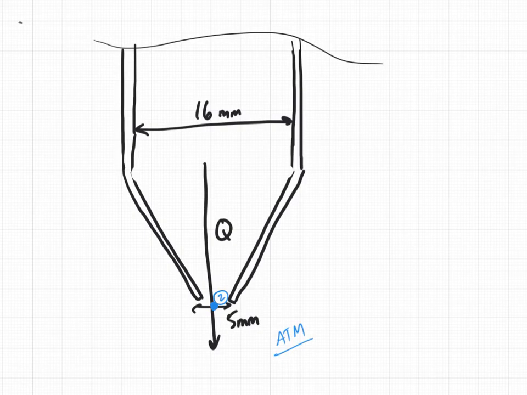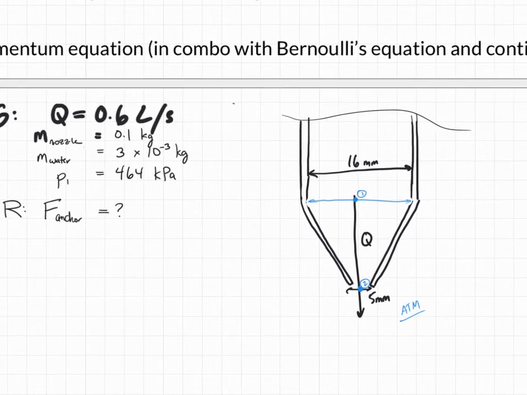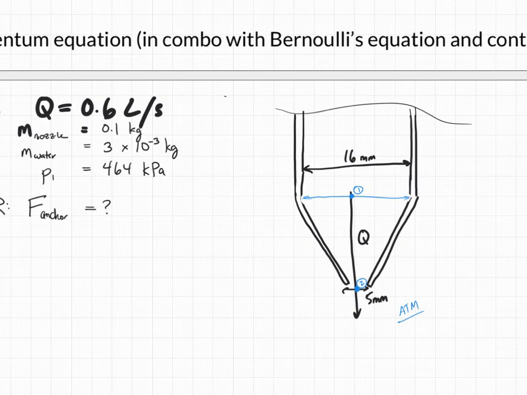I'm going to tell you right now where point 1 is going to be. It's going to be right here. We're going to call this point 1. In this case, we don't really have a choice because of what's given. If I zoom out a little bit, they give us the pressure at 1, so they have to tell us where that pressure is, and that's where it is.